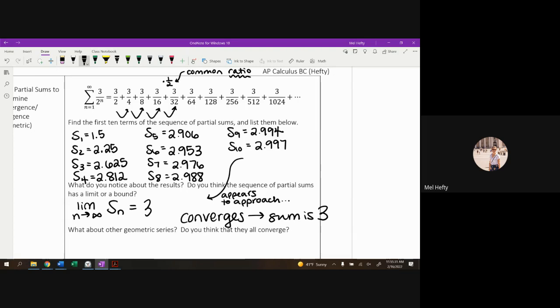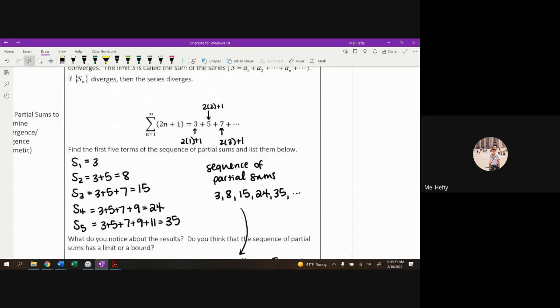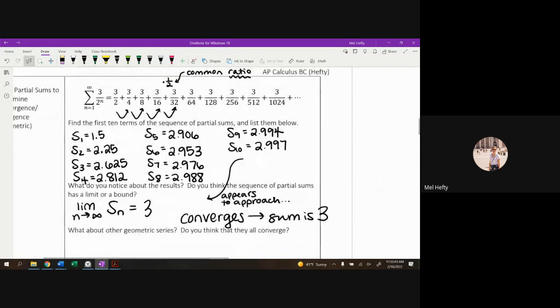But what do you think about these terms helped it to converge? Why did this set of terms, when I added it together, give me a number, whereas this set of terms got me something too big to be a number? What helped me in this situation? All right, the number on the bottom is getting bigger, so the successive terms were getting smaller and smaller.